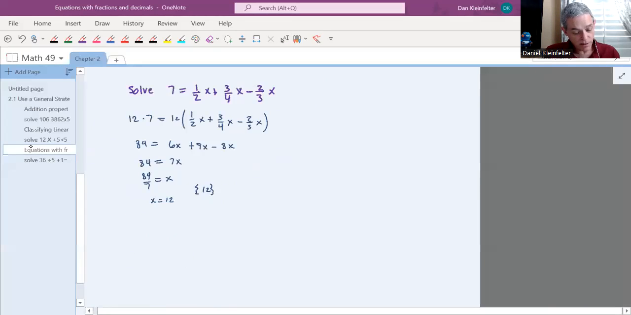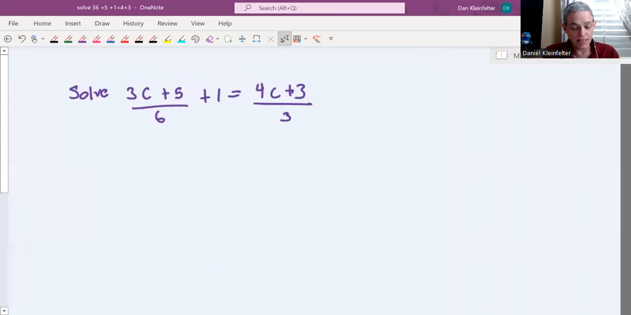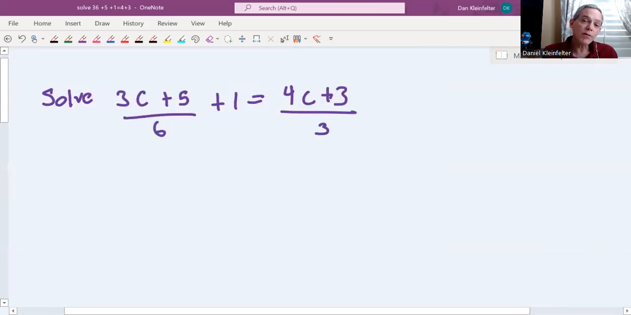So let's go on to one more with fractions, and then we'll take a look at some with decimals in it. So here we have (3c plus 5) over 6 plus just a whole number 1, and then on the right side (4c plus 3) over 3. So we're going to multiply both sides of this one by 6.